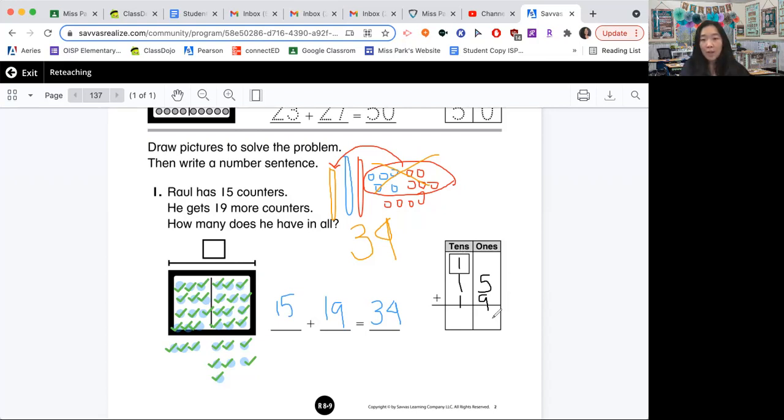I also know that 5 plus 9 equals 14 because adding one more to 9 will give you 10. And if you take away that 1 from the 5, then you have 4. And 10 plus 4 equals 14. And then we're going to count up these 3 ones, 1, 2, 3, which is how we know that our answer is 34. All right.